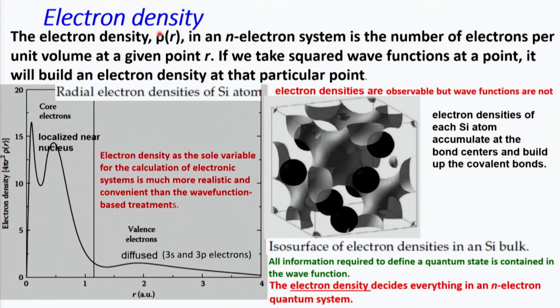And now at the end we can use that density as a functional. That density is a function of x, y, z, and we can use it as a functional form to get the energy terms, basically mostly the exchange and correlation energy terms. So if we take the square wave function at a point, it will build up an electron density at that particular point.